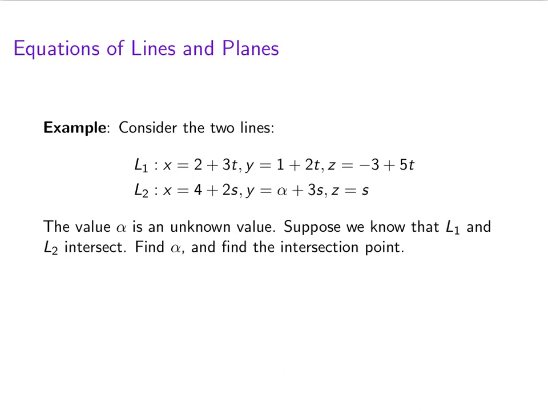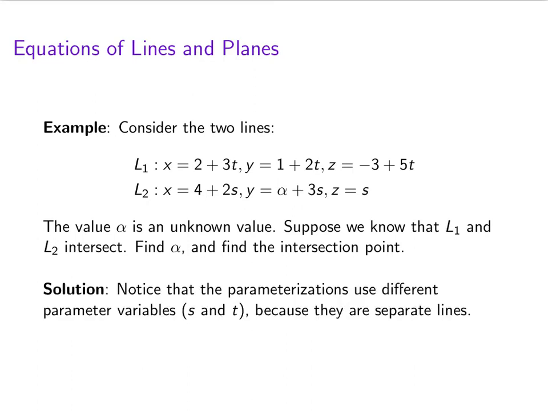Hello, calculus fans. Let's say we have these two lines, L1 and L2, and we're given parametric equations of these lines. The second line has an unknown value in it, some parameter. And let's suppose that we're given that L1 and L2 intersect. Let's find alpha, and we're going to find the intersection point.